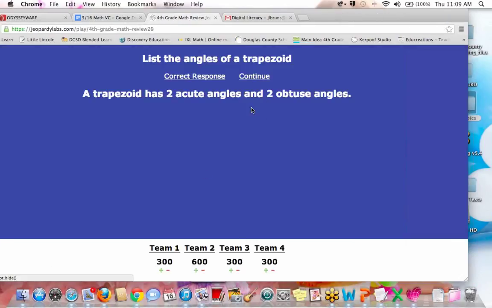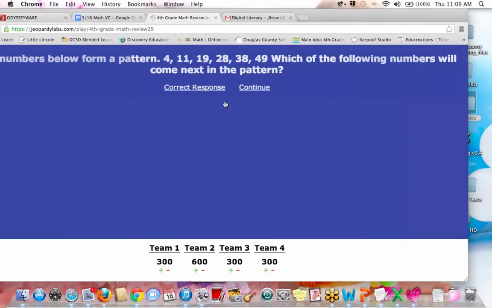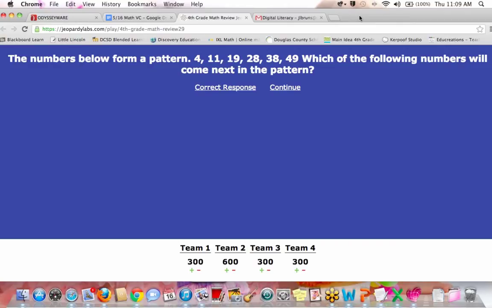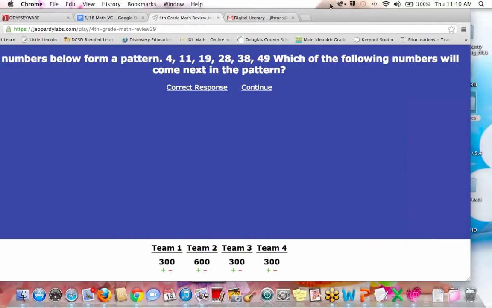Yeah. All right, let's do some patterns. We haven't done any patterns. The numbers below form a pattern: 4, 11, 19, 28, 38, 49. Which of the following numbers would come next in the pattern? Or what number will come next?